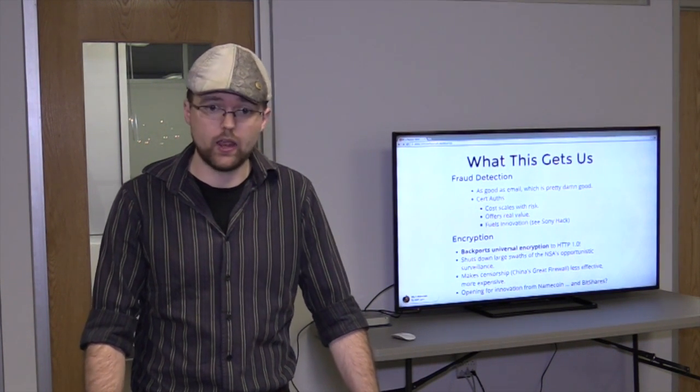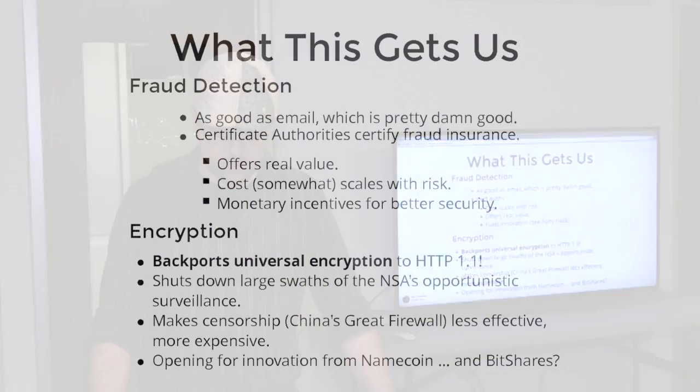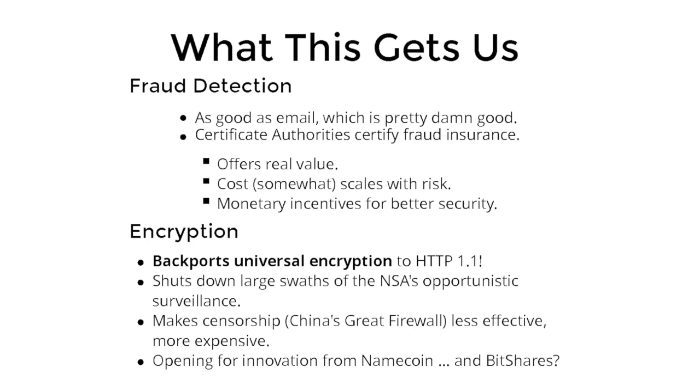In terms of encryption as a separate orthogonal issue, we're backporting universal encryption to 1.0. I understand we haven't necessarily solved the identity issue yet, but this sort of thing would shut down the NSA's opportunistic surveillance. It would shut down really big swaths of easy-to-do surveillance. It makes censorship much, much harder, like the Great Firewall of China, because instead of just looking at packets as they flow across the network and doing analysis that way, they actually have to have bots that go to these sites. And they can't just have bots, they have to have bots that look like real bots.